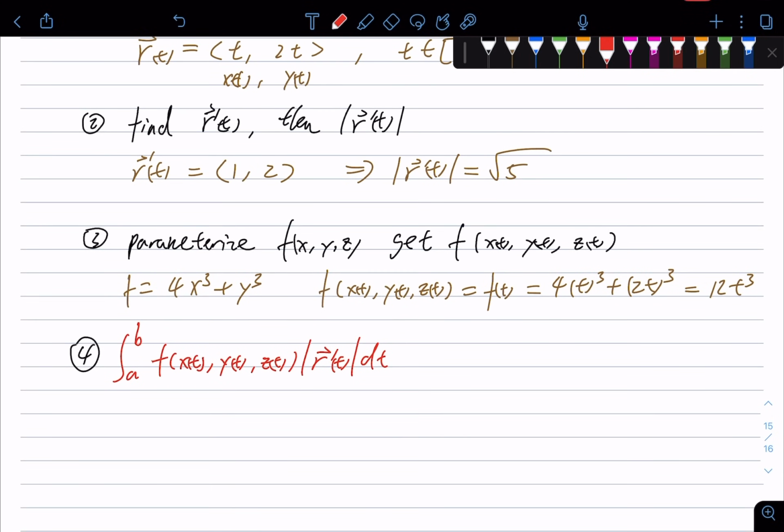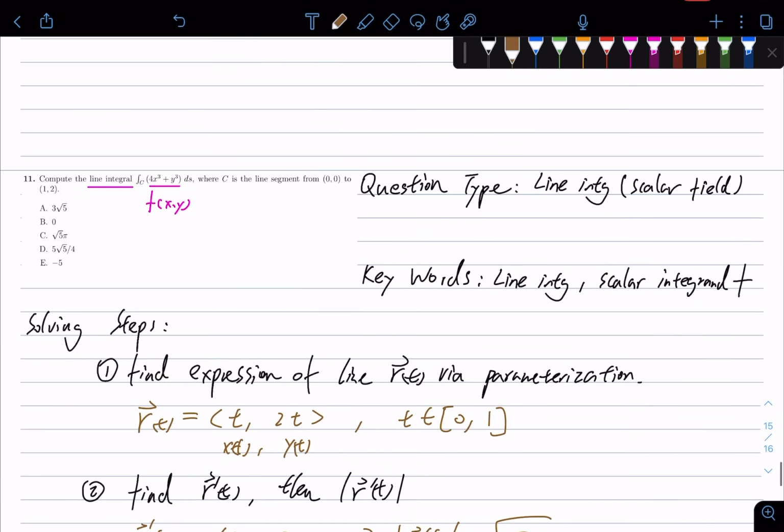So this will give us the integral from 0 to 1 of 12t cubed √5 dt, right? I'll make my life easier. We're just gonna have 12 √5 over 4 times t to the 4th, from 0 to 1, right? We're just gonna have 3 √5, and that is the correct answer, which is alpha.